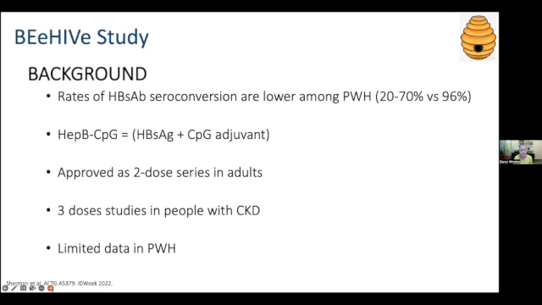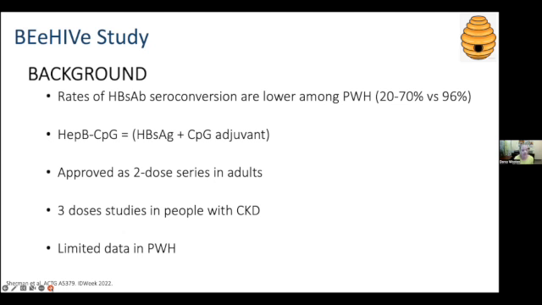It's been studied and approved in adults without HIV using a 2-dose series. And in harder to treat patient populations, such as those with CKD, it's been studied and shown to be effective using a 3-dose regimen. But we really do have limited data, at least in clinical trials, for people with HIV. We've got a lot of experience with this because most of us are actually using this regimen to vaccinate our patients in clinic, even though it's not necessarily approved for people with HIV.